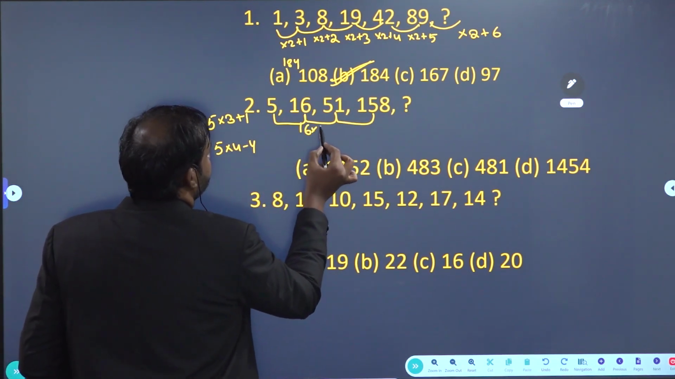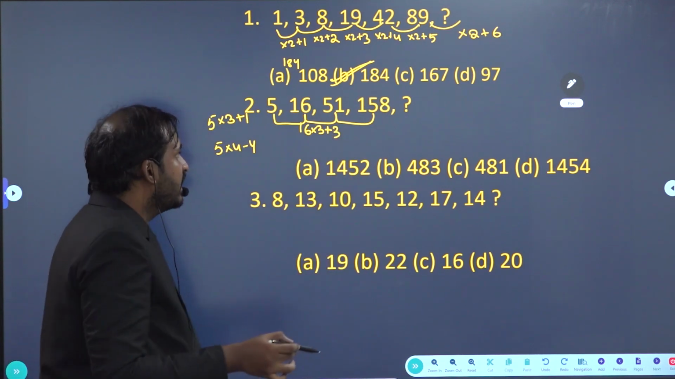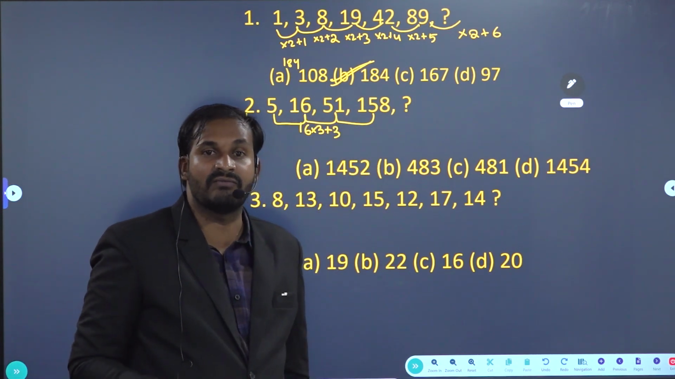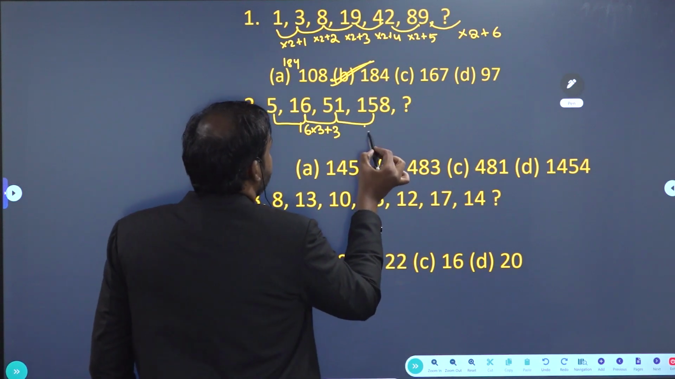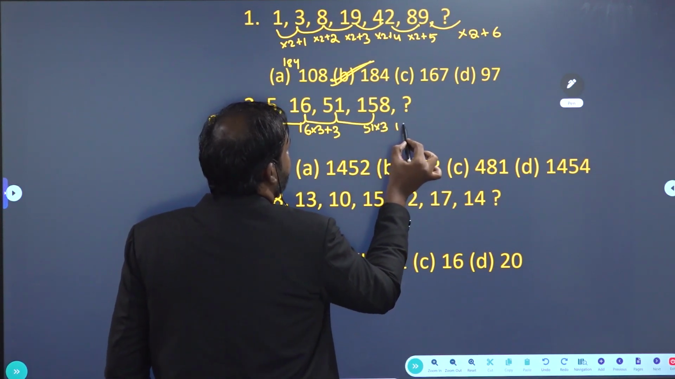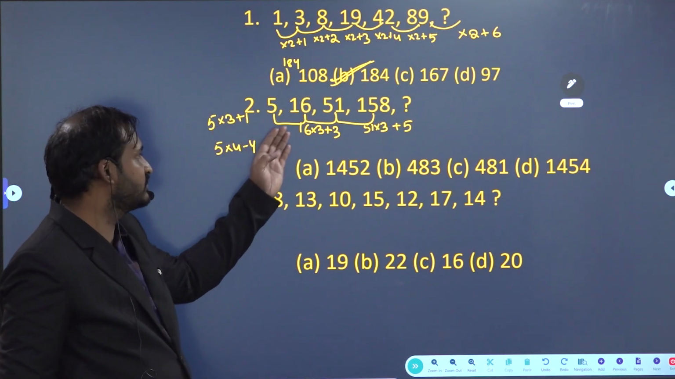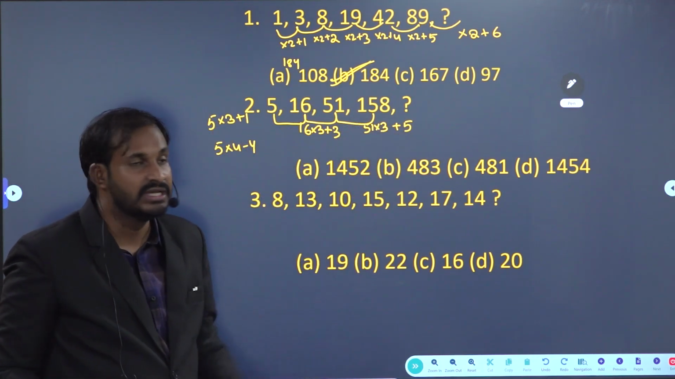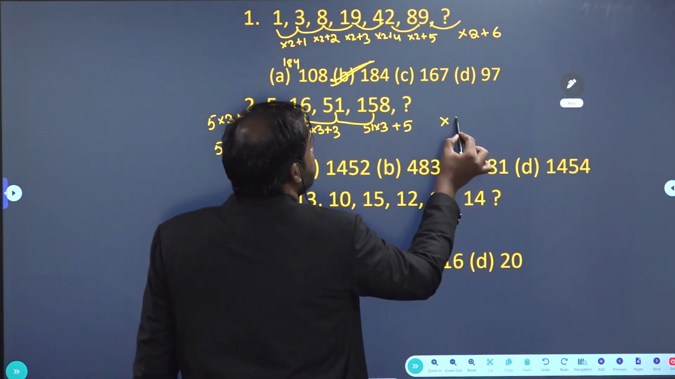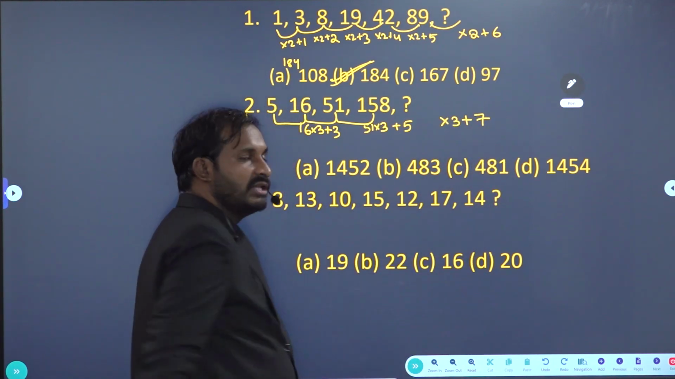16 into 3 plus 3. Okay. Next, 51 into 3 will become what? 153. That means 51 into 3 is 153 plus 5. Now please observe here what we are doing actually: into 3 plus 1, into 3 plus 3, into 3 plus 5. Next it should be what? Into 3 plus 7.